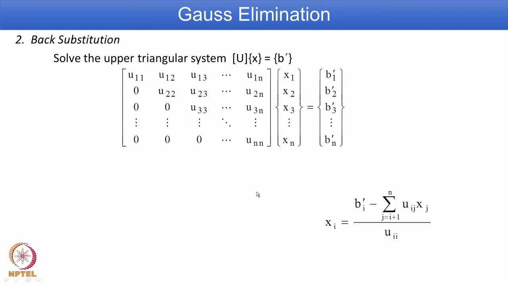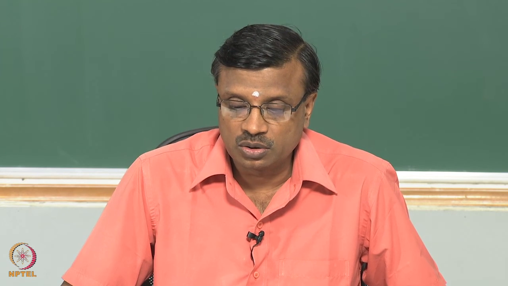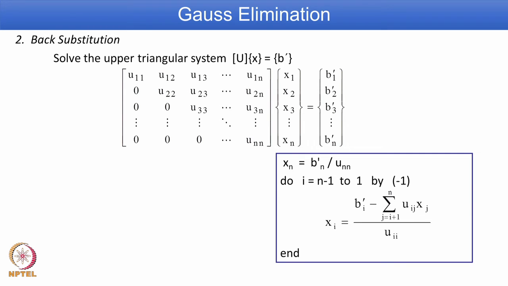This is achieved by what is known as a recursive relationship, shown in this formula: xi is equal to Bi prime minus the summation over j from i plus 1 to n of Uij xj, divided by Uii. Because it is a recursive relationship, it is also easy to program, and this is the structure of the program you might use for the backward substitution.